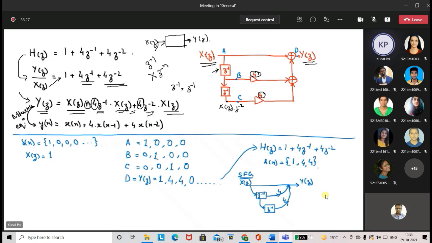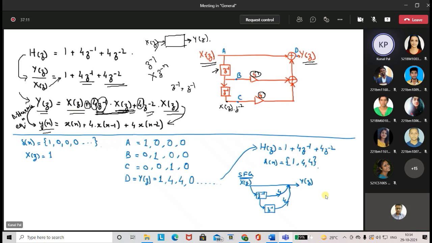Now, if I have to convert this Z transform equation to the difference equation, we can write it as y(n) equal to x(n) plus 4 of x(n minus 1), because the signal X(z) is getting delayed by 1 unit, and we are having z to the power minus 1. So X(z) into z to the power minus 1 we are having. And then in the next case we are having plus 4 of x(n minus 2).